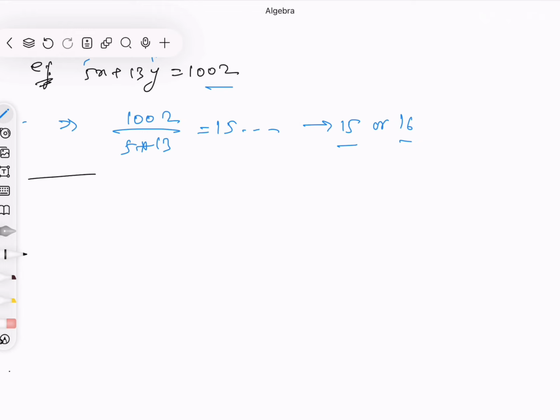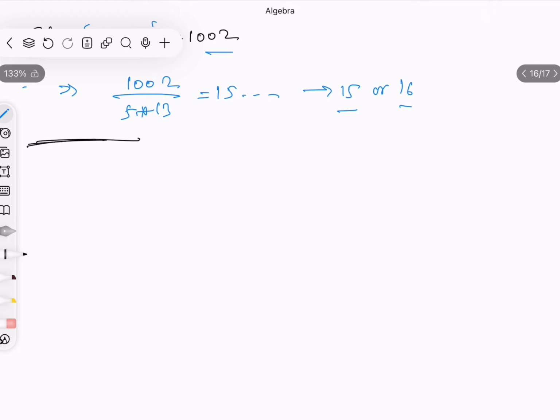Let's say you're given that a multiplied by b is 100. Erase this completely. Let me write that again. A multiplied by b is 100. Okay, let's say we are given this.